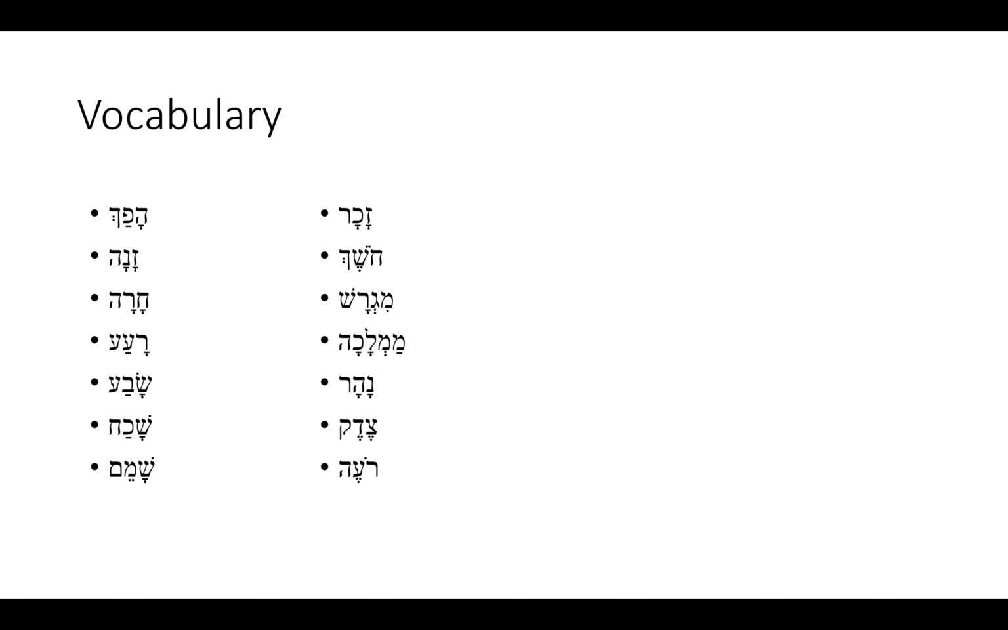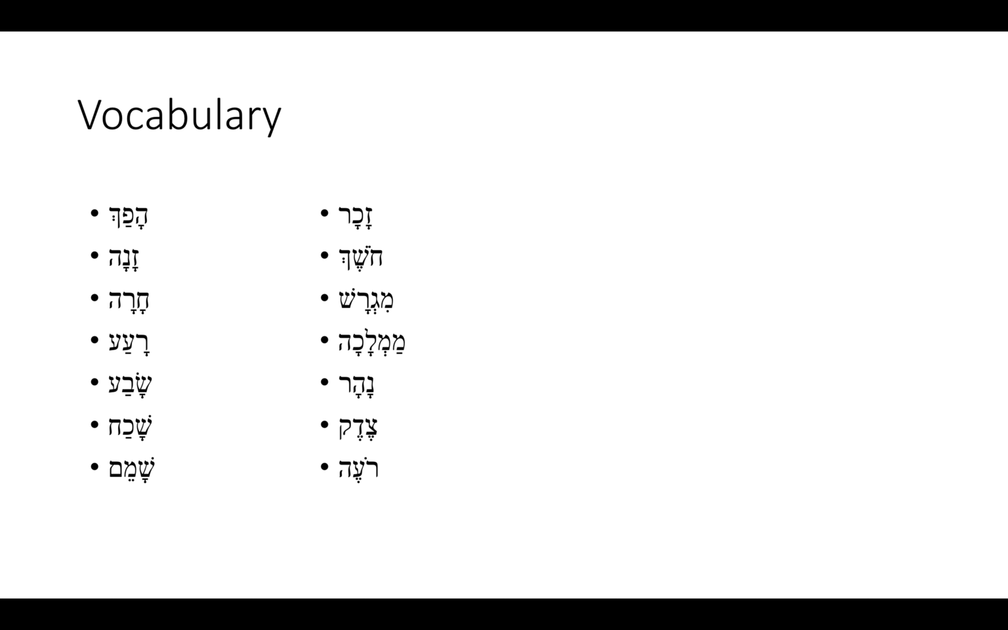So then the vocabulary for chapter 25. Afak, to turn, overturn, overthrow, destroy. Zana, to commit fornication, to be a harlot, to be unfaithful. Chara, to become hot, to burn with anger, become angry. Ra'ah, to be bad, to be evil. Sava, to be satisfied, to eat or drink one's fill. Shakach, to forget. Shamem, to be deserted, to be uninhabited, desolated.